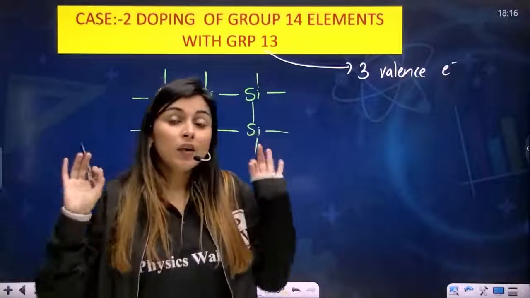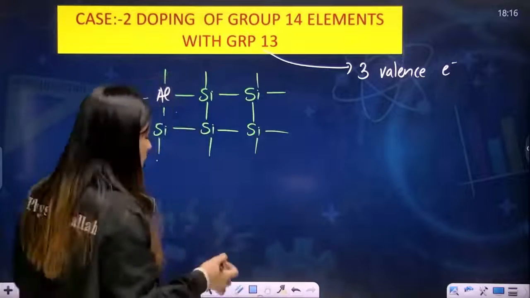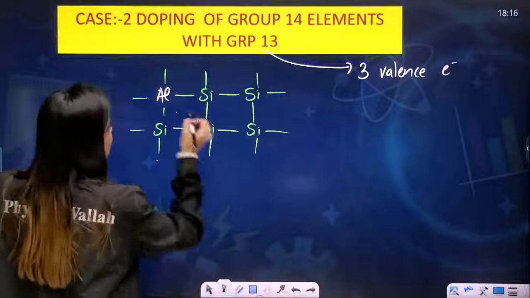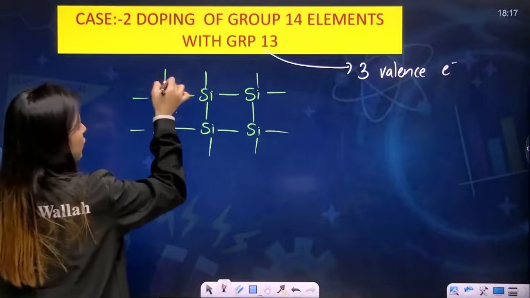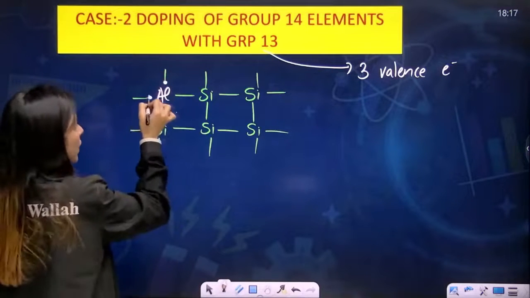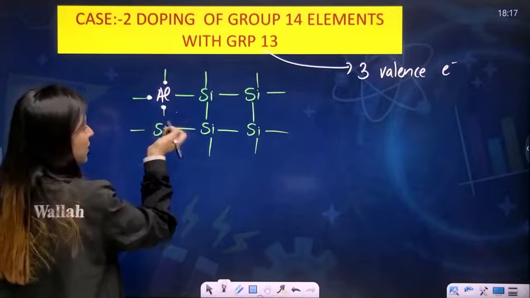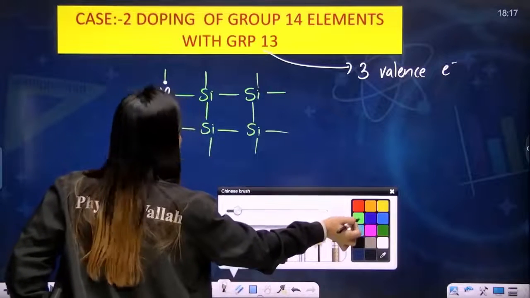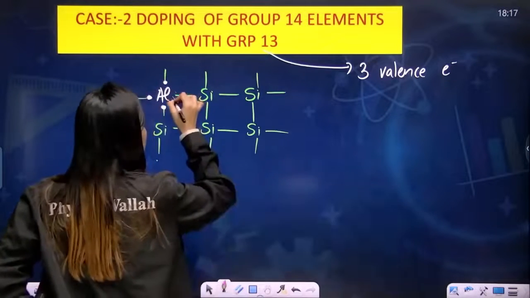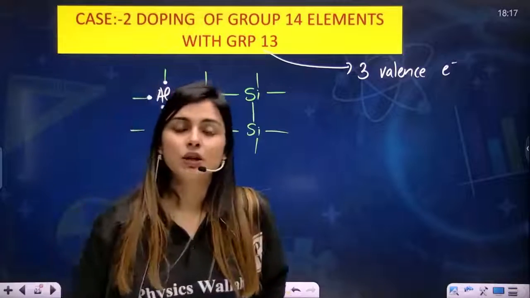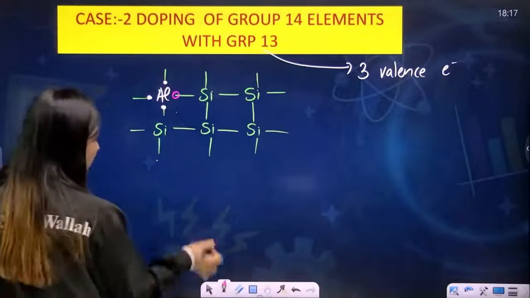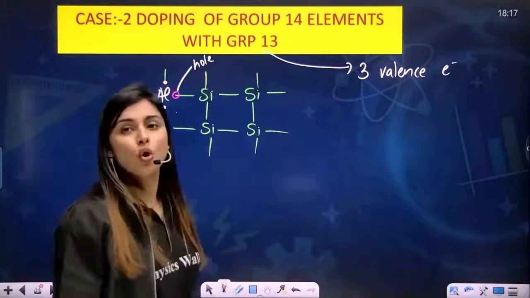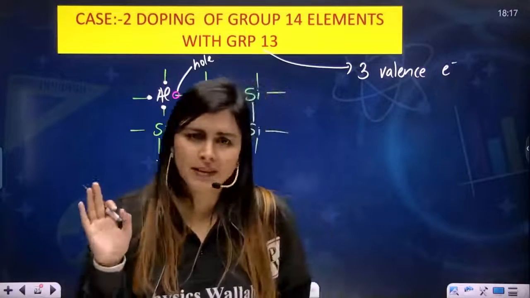I know that one bond is formed by 2 electrons. Okay. So ma'am, let's say this bond is formed with 1 electron of aluminium and 1 of silicon, 1 of aluminium and 1 of silicon, 1 of aluminium and 1 of silicon. But here, my dear students, let me use pink color. Here, no electron is present. And this part is known as a hole. This is a positive hole. This is a hole because electron is not present here.